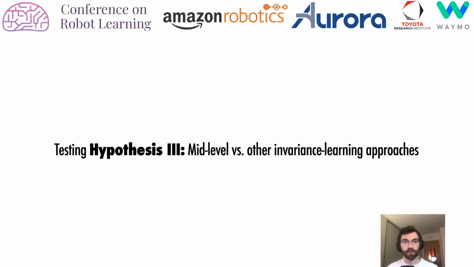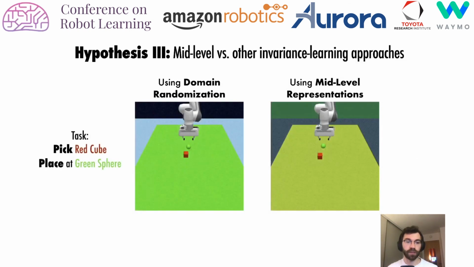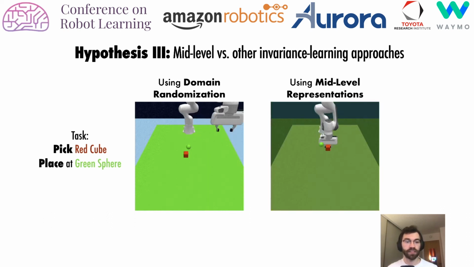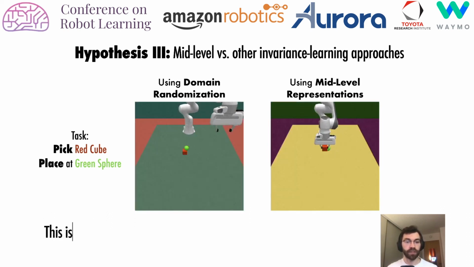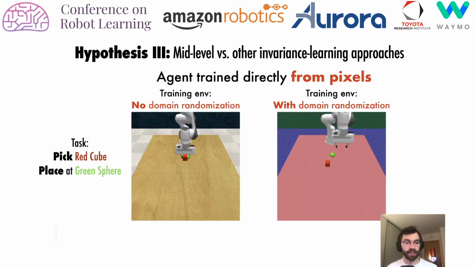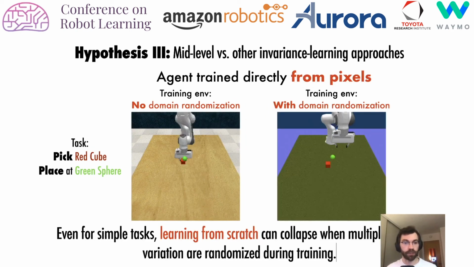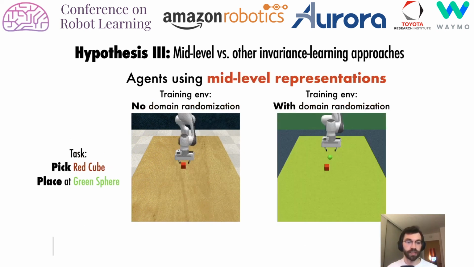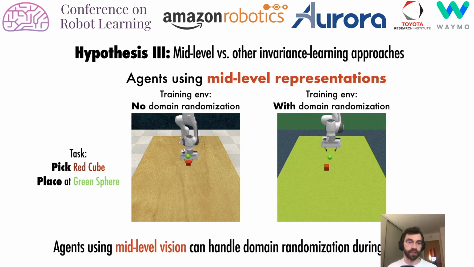So how does using mid-level representations compare to other invariance learning approaches? Well, compared to other techniques such as domain randomization, agents using mid-level representations can learn to solve more difficult tasks. This is because for domain randomization, learning becomes increasingly difficult as more axes of randomization are varied during training, a finding echoed in other works. Even for simple tasks, learning from scratch on domain randomized training environments can cause learning to collapse when different axes are randomized. Agents using mid-level vision can handle domain randomization during training.